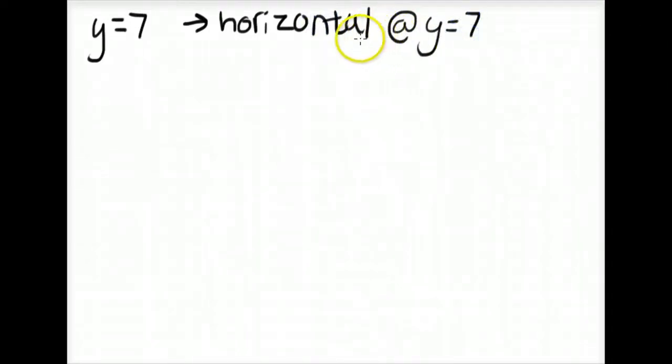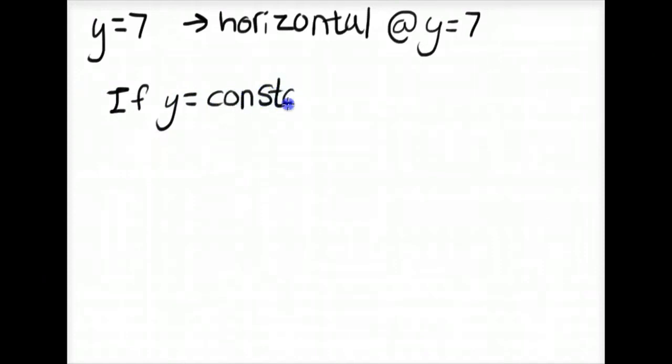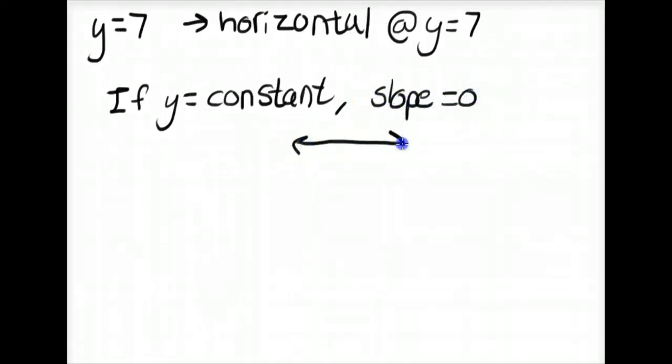So this leads us to the definition of horizontal and vertical lines. Basically, if y equals a constant, then the graph is going to be a horizontal straight line at that constant, and the slope is going to be 0. And so it's going to be a horizontal line.